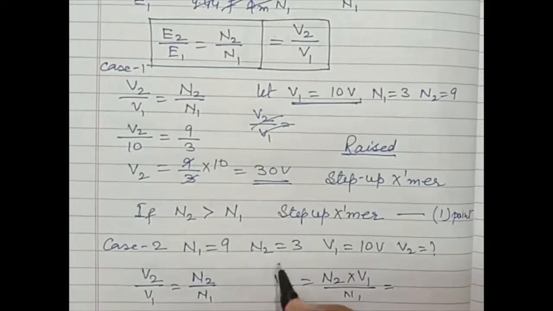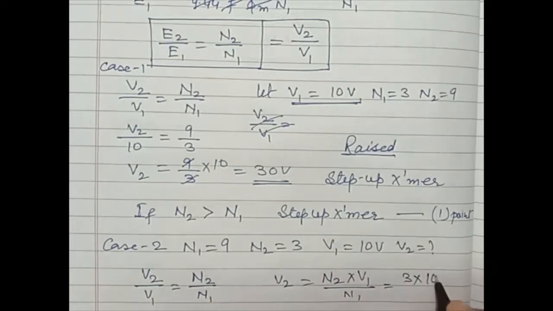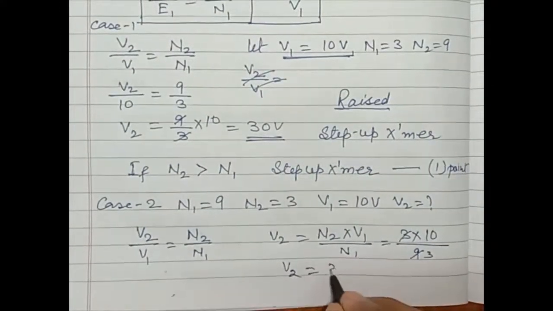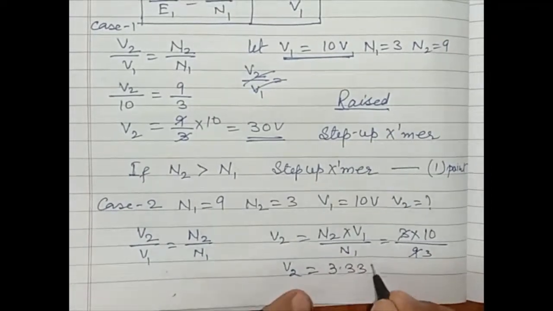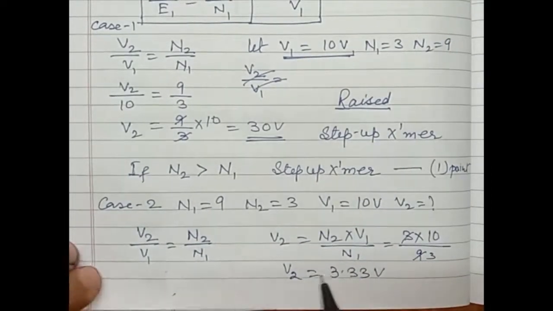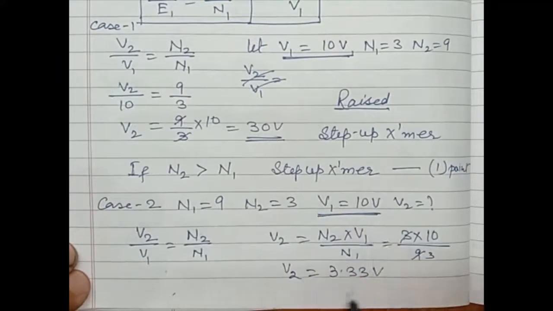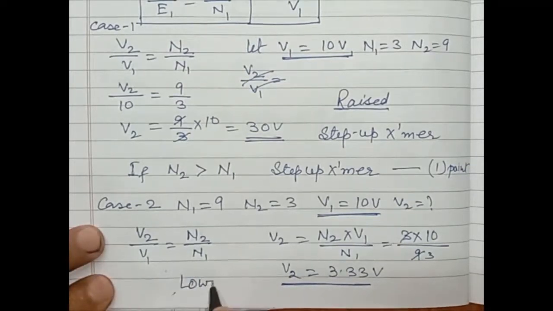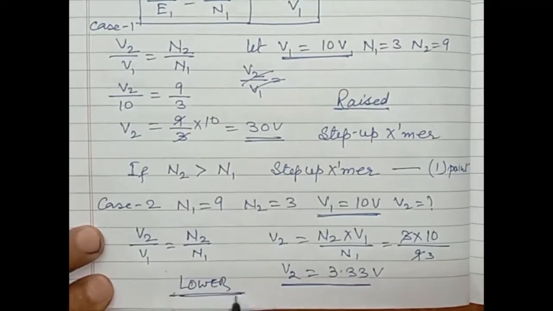Therefore, what is the N2 value? It is 3 into 10 divided by the value of N1, which is 9, so 3. It means, what is the value of V2? V2 is equal to 3.33 volts. The applied voltage was 10 volts, and what are we getting? We are getting 3.3. It means it lowers the voltage level.